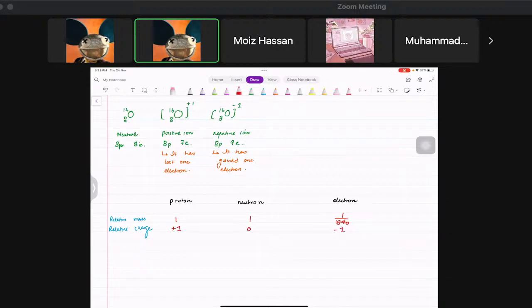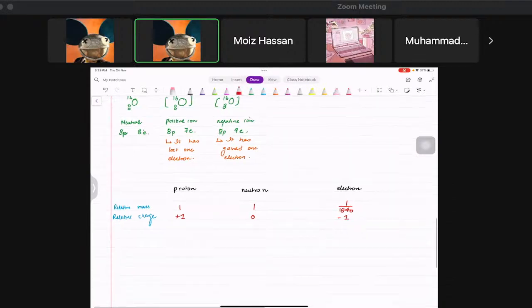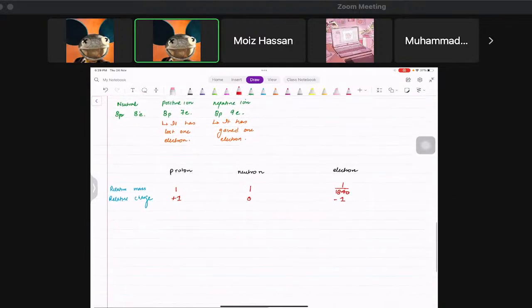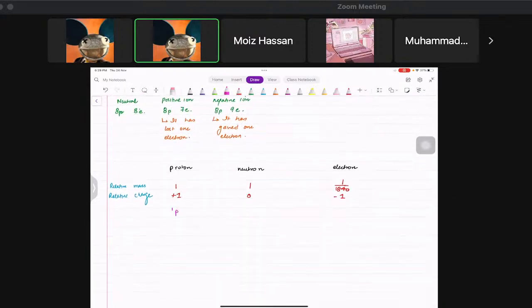Alright, you can just write it down. General notation about these ones are that proton is written as 1 and 1, neutron is written as 1 and 0, electron is written as 0 minus 1. Sometimes we also write it minus if you like. That's fine as well.